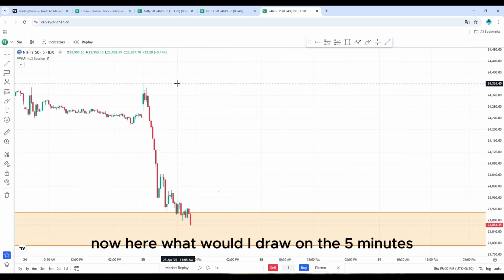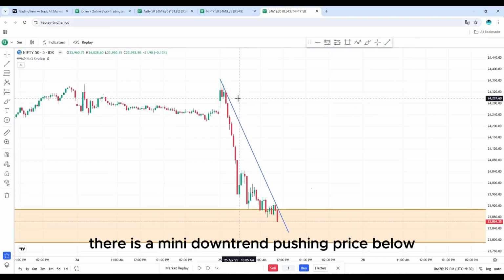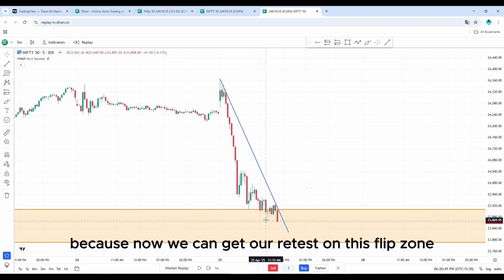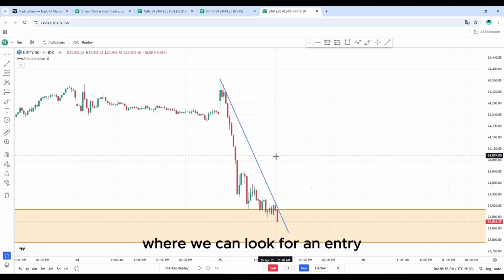Now here, what would I draw on this 5 minute? I would draw this downtrend line. As we can see here, there is a mini downtrend pushing price below, which is good because now we can get our retest on this flip zone. Now we can go to the 1 minute time frame where we can look for an entry.